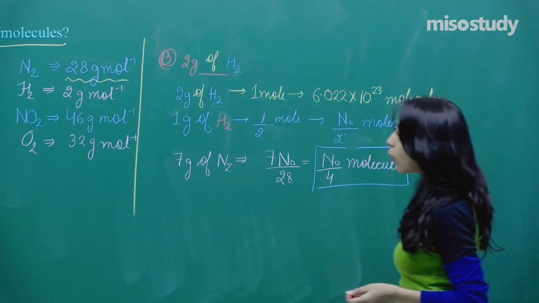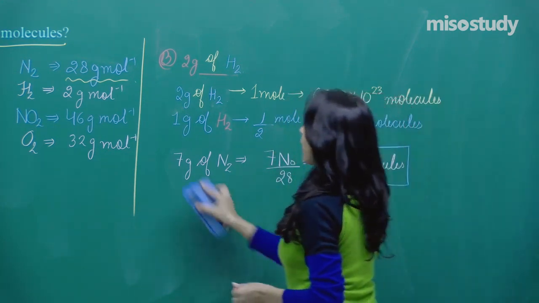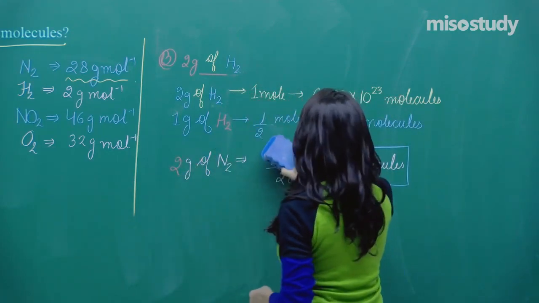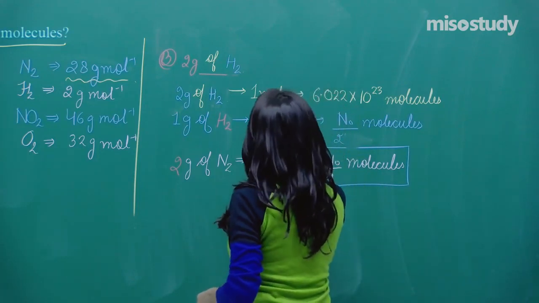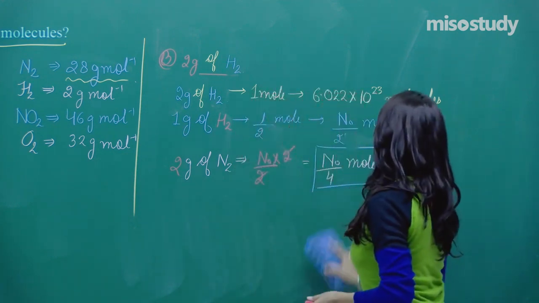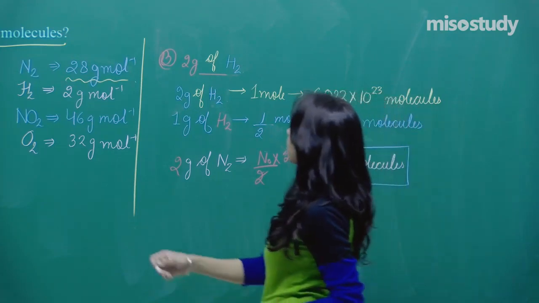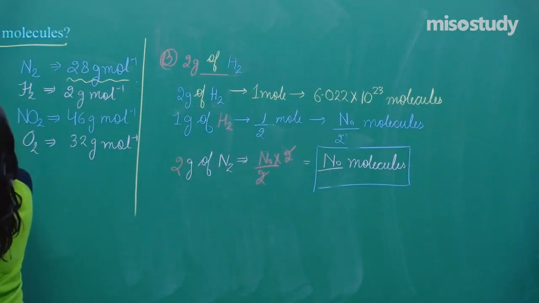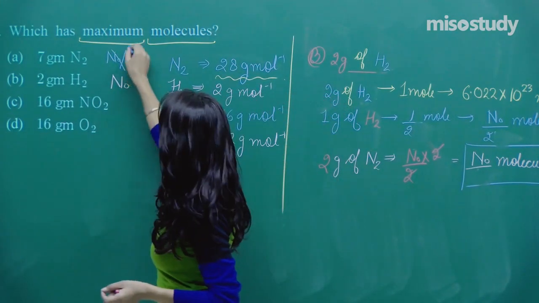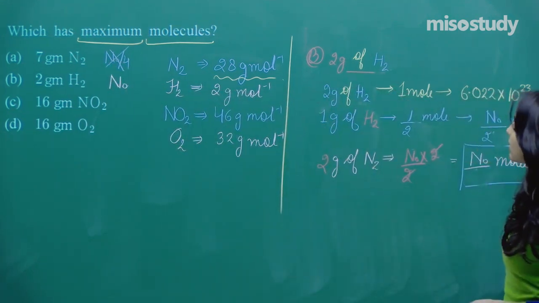Clear? But how much we have? I have been given 2 grams of hydrogen. So 2 grams of hydrogen, what will we do? So again we'll do N naught to be divided by 2 into 2, which is N naught molecules, right? Let me change it here, and changing it here I'll get N naught. So which has maximum number of molecules? First of all, this is a wrong option which we'll just ignore, right? Moving on to the third part.